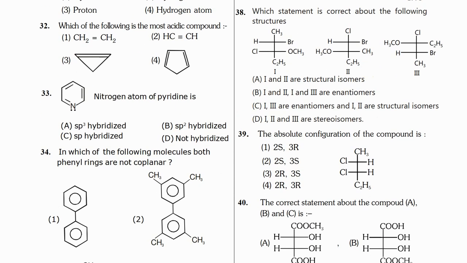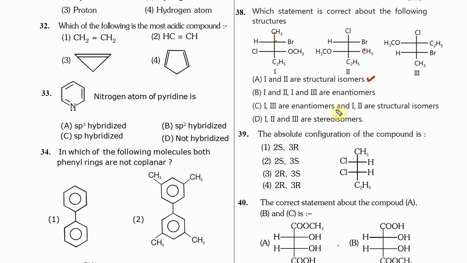Alright, 38 is going to be easy but time consuming. First thing you want to see is the longest chain. We can look at the carbons: 2 carbons, 3 carbons, 4 carbons, 5 carbons. Here it is 2, 3, 4. So the two are different from each other. So 1 and 2 are structural isomers. Okay, 1 and 2 are structural isomers.